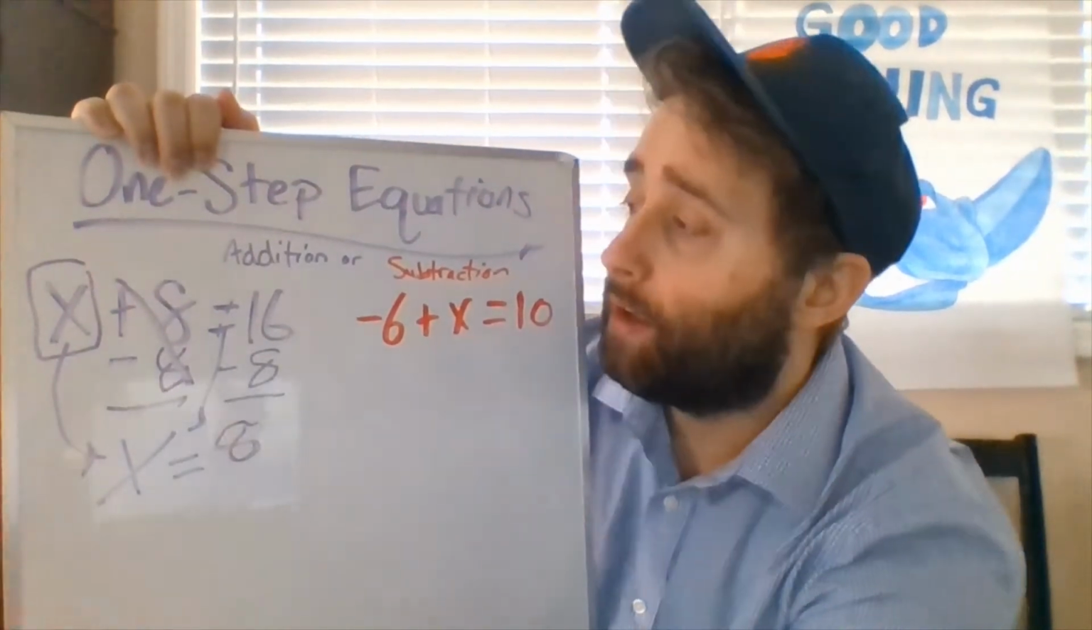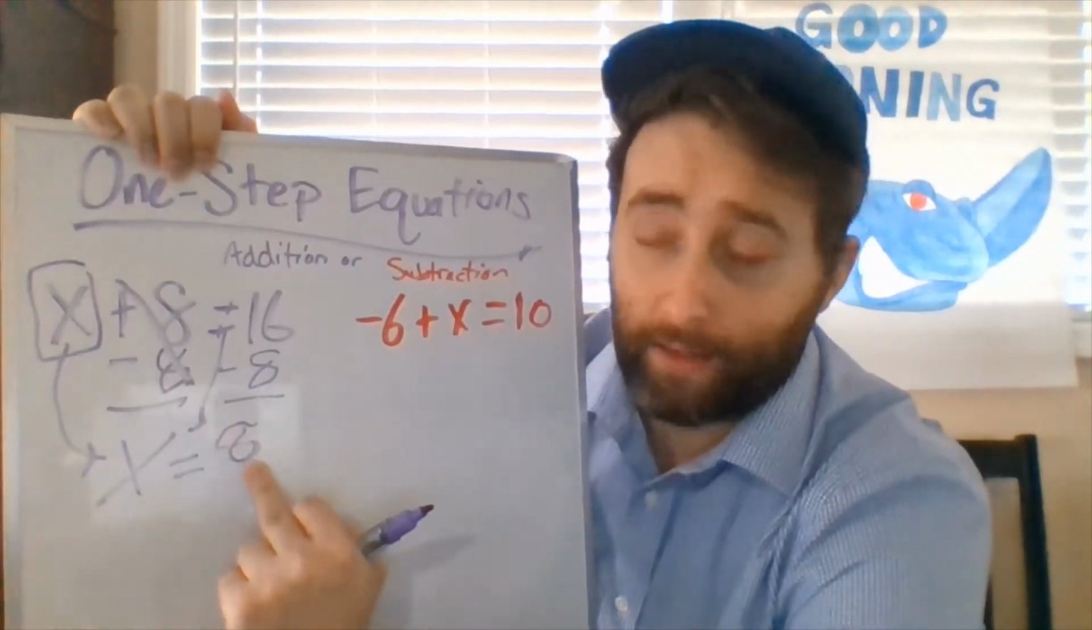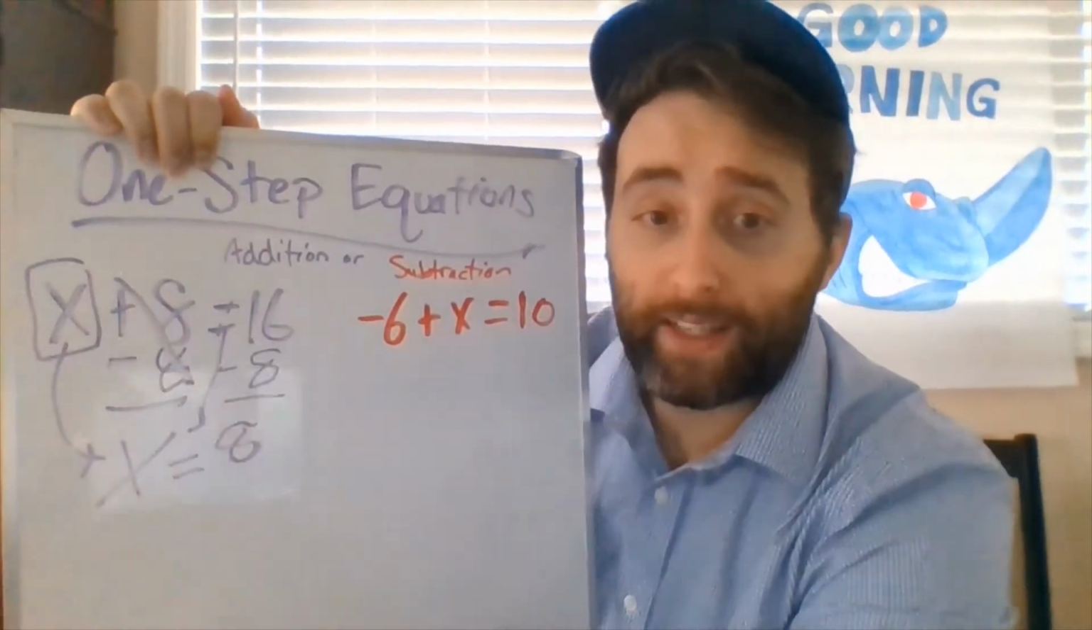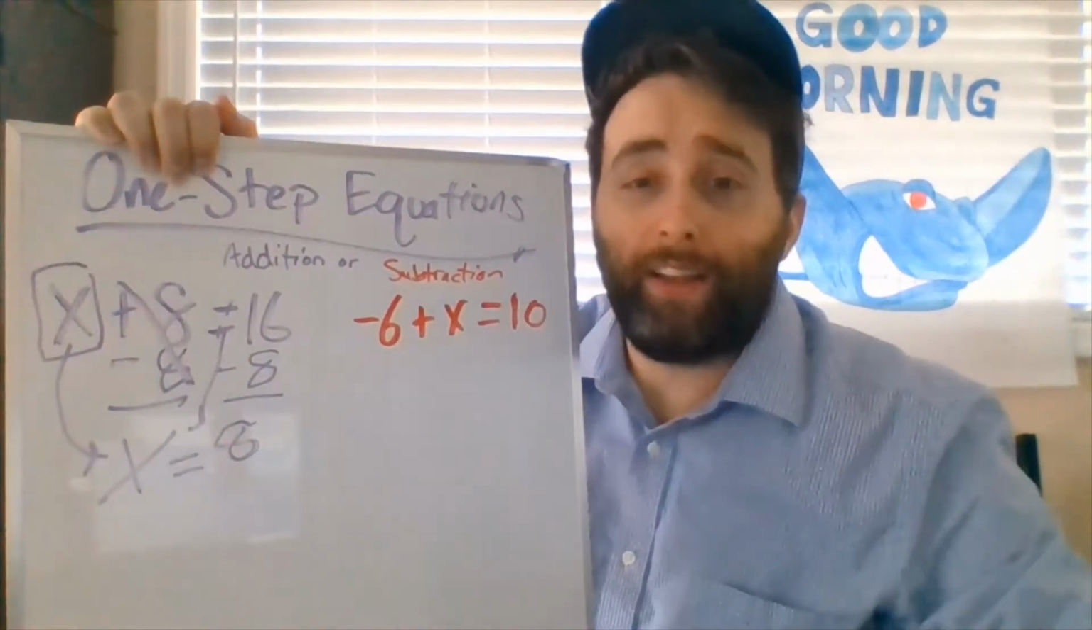Now, when we solve these, you can go back and check. So let's go back and check. We claim that x is 8. So let's plug it in. 8 plus 8 equals 16. Our answer is true. We're good. We're in the clear on this one.